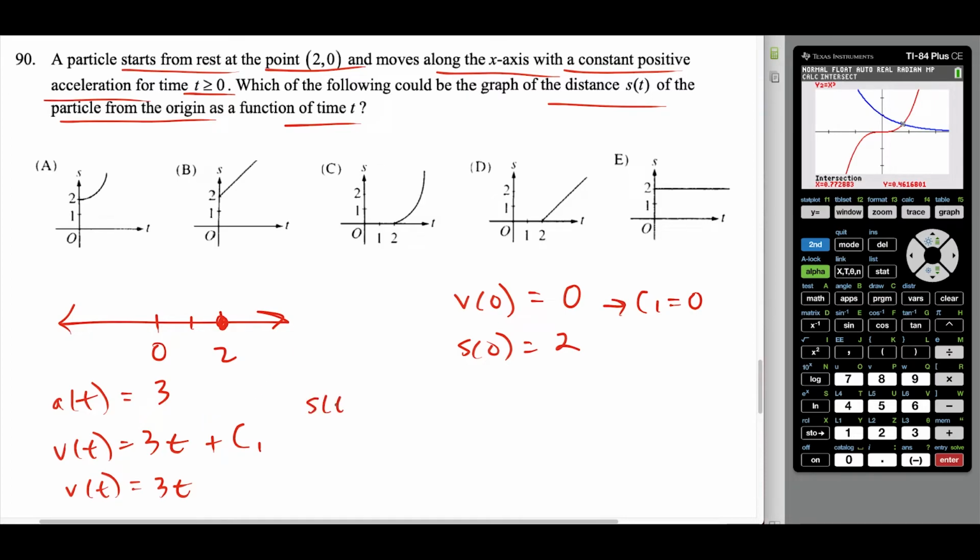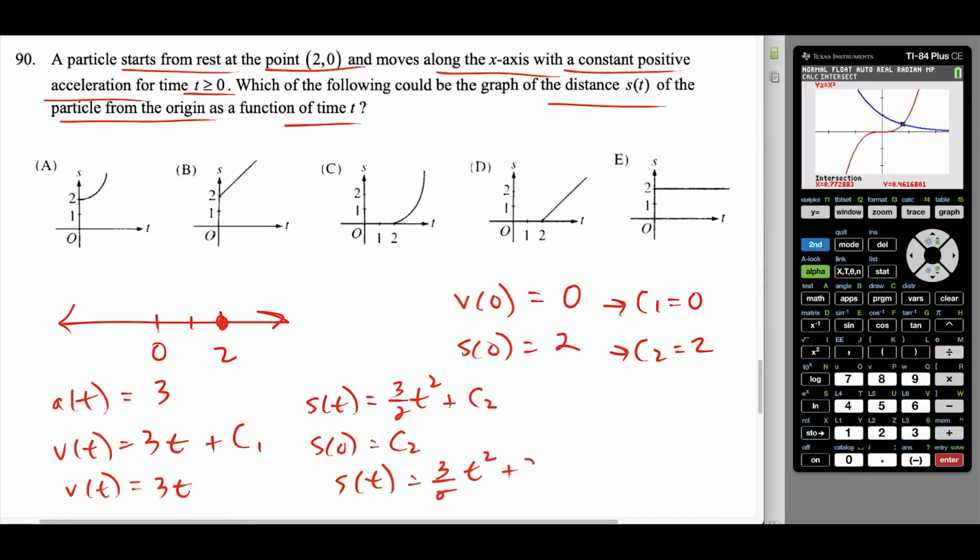And now for the distance function, I'm just going to write 3/2 t squared plus, and now we have a new constant. Let's say I call this one c2. So what I have here is that s of 0 is equal to 2, but s of 0 is also equal to c2. So that tells us that c2 has to be equal to 2. So a potential function would be something like 3/2 t squared plus 2.